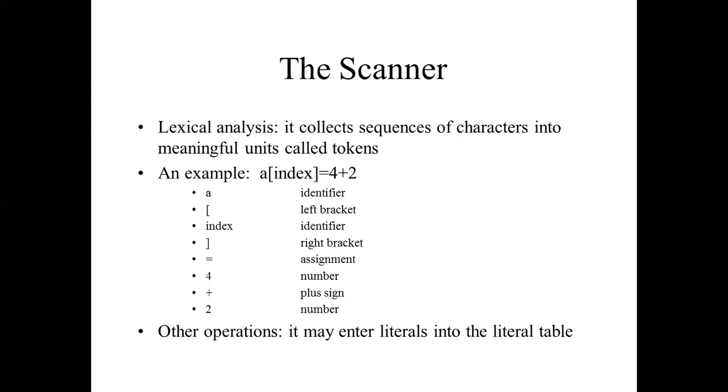This is called the identifier, and then the starting square bracket is called the left bracket. Then index, which is again an identifier. The closing bracket or the right bracket, and then the assignment or equal sign. This is called the assignment sign, and then number 4. The plus sign is the operator symbol, and 2 is the number. So this is the way of scanning.